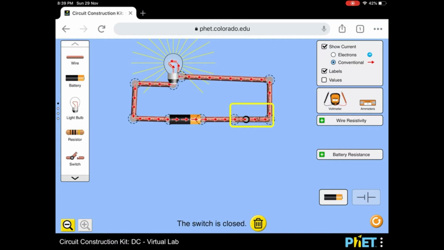Fine. Now, I want to change the brightness of the bulb. Now, what can I do if I want to increase the brightness? Let us use two cells instead of one. I'm going to open the circuit. Okay, the current has stopped flowing through it.